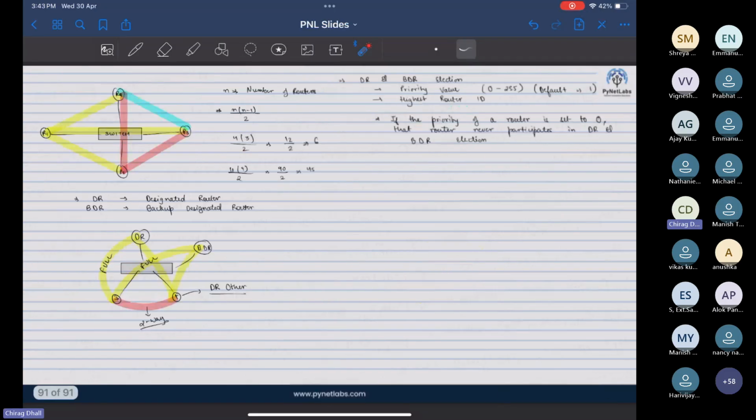Any questions or doubts before we jump on to the lab part? We can change the priority value. There is a command for that. I'll show you that. No worries. Any other questions in understanding the concept?